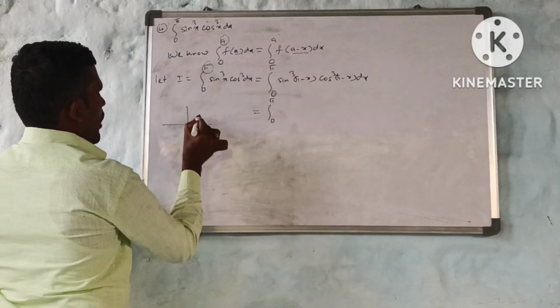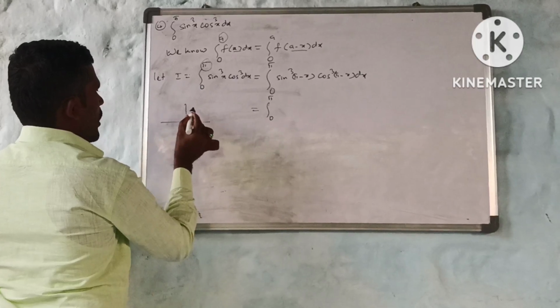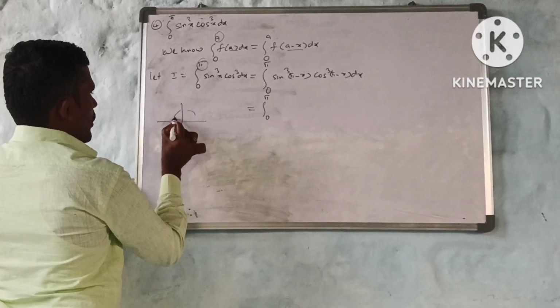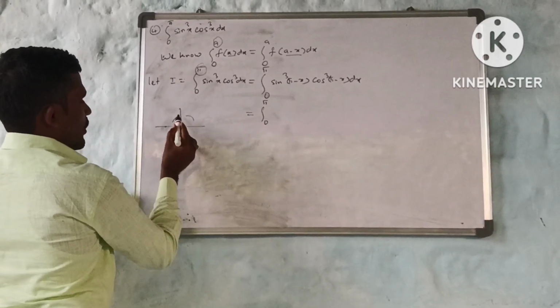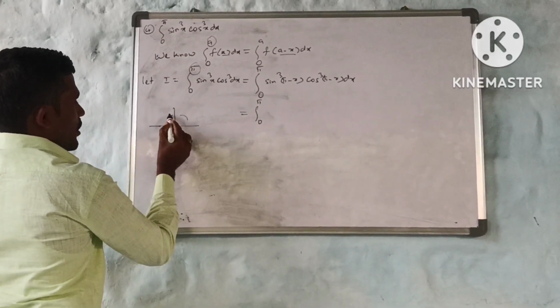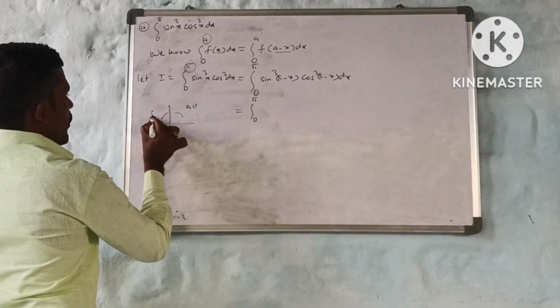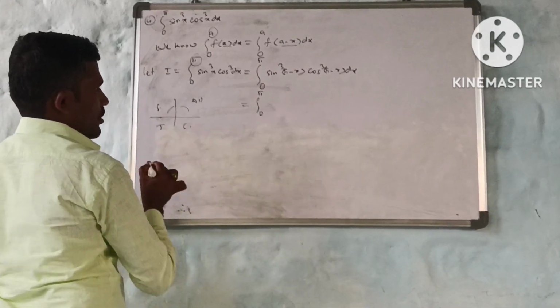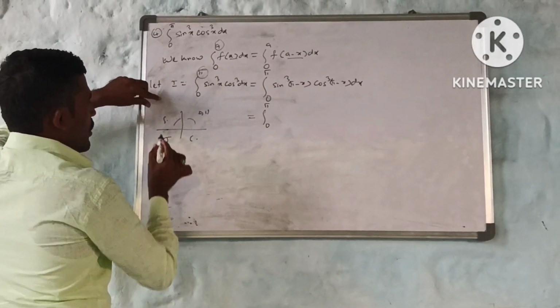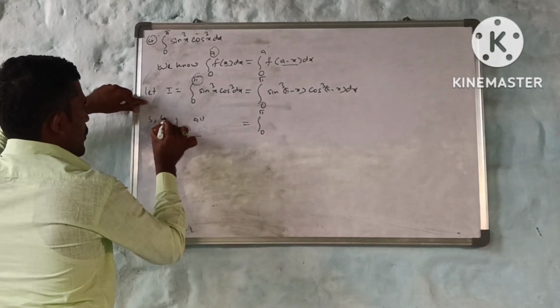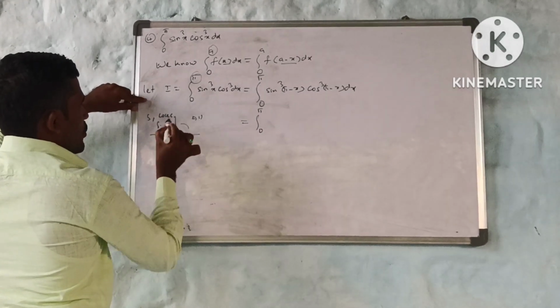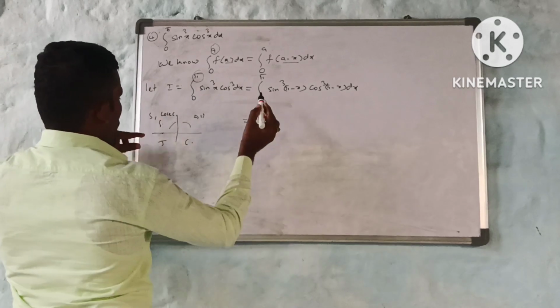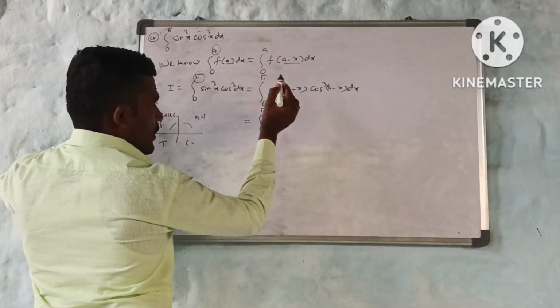Here, this is 0 to 90, and this is 90 to 180. So 90 to 180: 180 minus theta, all silver. In the second quadrant, sin and cosecant are positive, so sin(180 minus theta) is sin theta only.